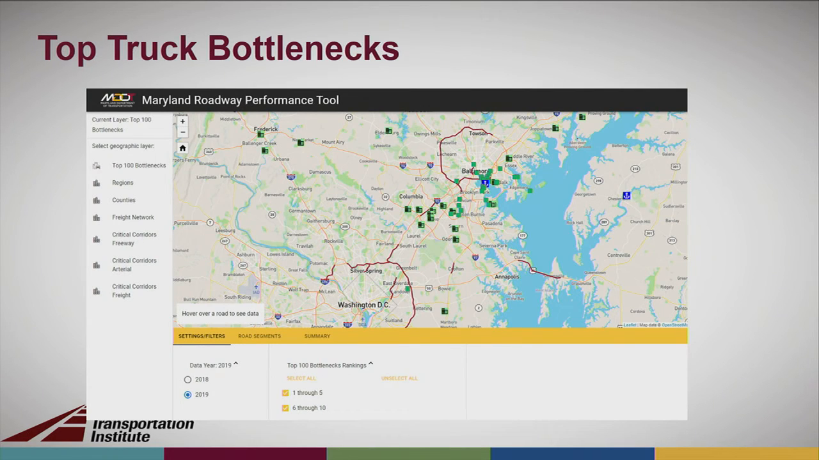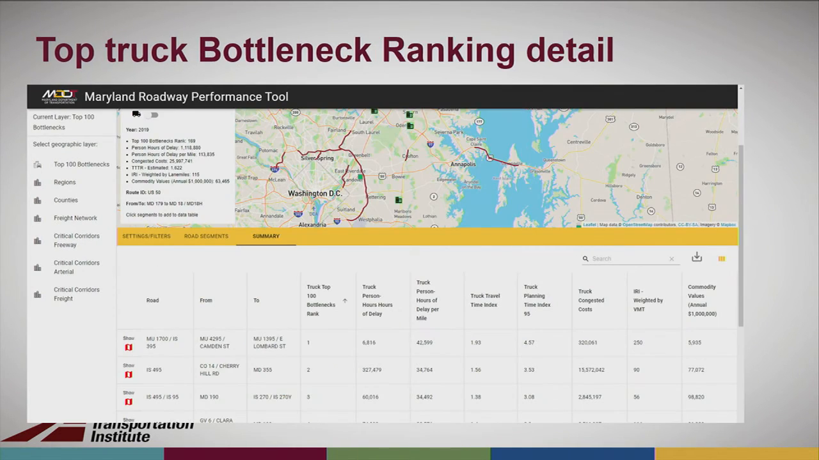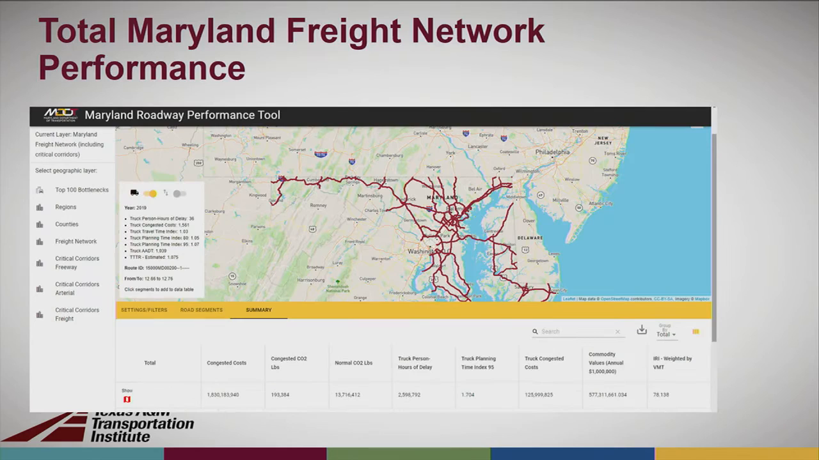But when you get into the tool, and I'll show you this, you can rank them by other measures as well. So even though on the tool it says top 100 bottlenecks, we actually smoothed out over 800 segments to try to put them into logical segments. So MDOT had a good idea of the bottlenecks and how they're changing year to year. And we provide a lot of detail on that, and it's probably best to just show you that in the tool. We've been able to code into different networks that MDOT cares about.